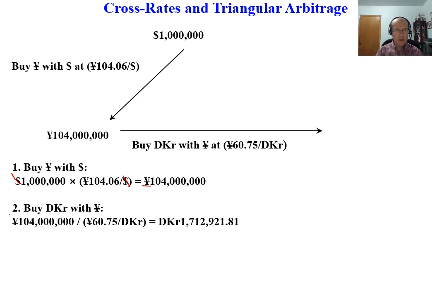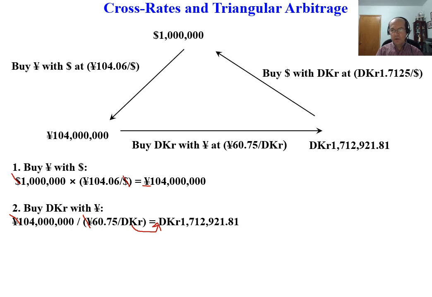Why? Because if we divide, Japanese yen will cancel each other, and Danish krona in the denominator of the denominator will go into the numerator. As a result, our 104 million Japanese yen will be converted to 1,712,921.81 Danish krone. And the last step in this arbitrage trading, we have to convert from Danish krone back to dollars.